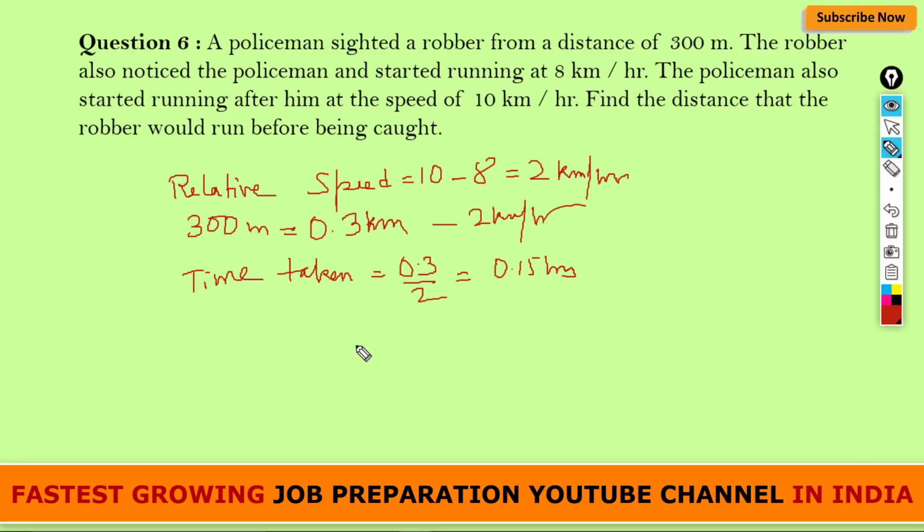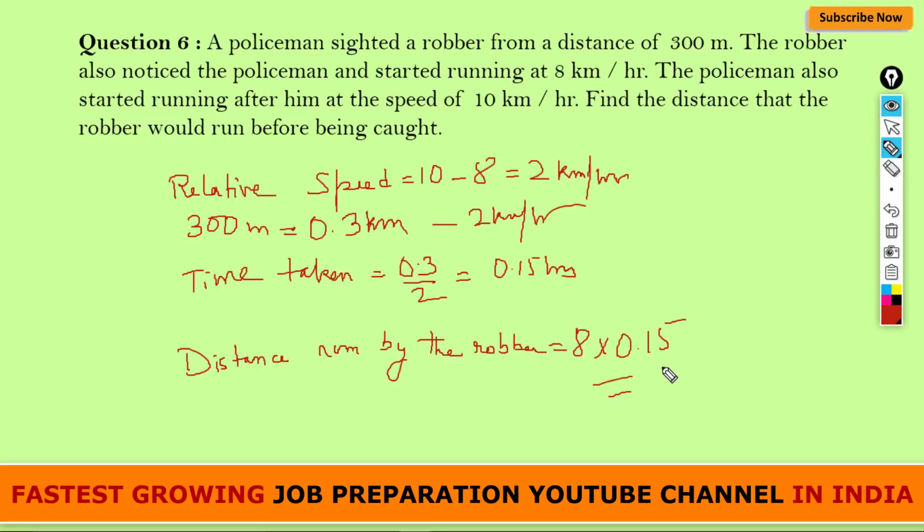Therefore, the distance run by the robber before being caught equals the distance run in 0.15 hours. The robber was running at 8 kilometers per hour and the policeman started after him at 10 kilometers per hour, so that was the difference between them. So the distance run by the robber equals 8 into 0.15, because he was running at the speed of 8. That equals 1.2 kilometers. So this is very simple. This is a problem of relative speed. Please go through this concept thoroughly, because the relative speed concept is very important.